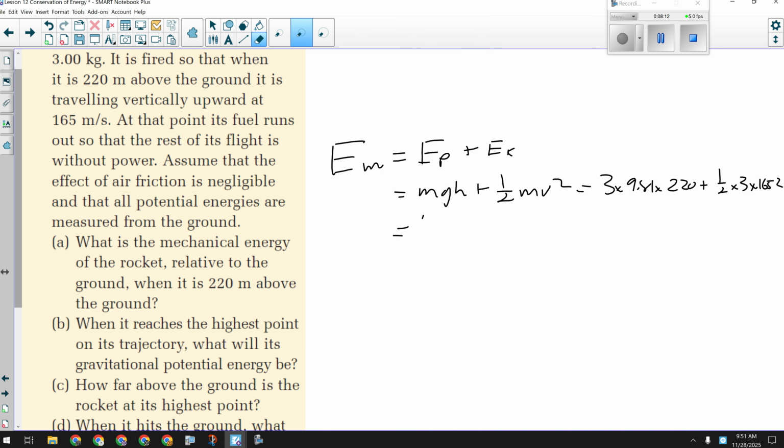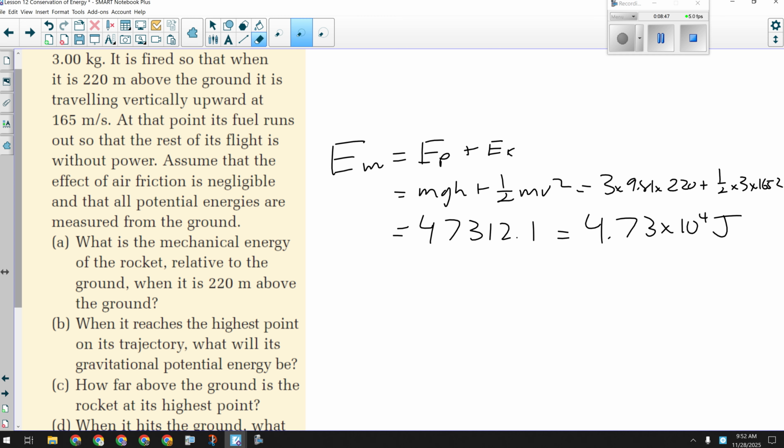47,312.1. Now, I only have 3 significant digits there, so I would actually have to say 4.73 times 10 to the 4 joules. Okay? Now, if I'm going to use that number going forward, do I use the rounded value or the non-rounded value? Rounded value. Significant digits say if I use an answer from part A in part B, it must be the rounded value. Okay? All right.